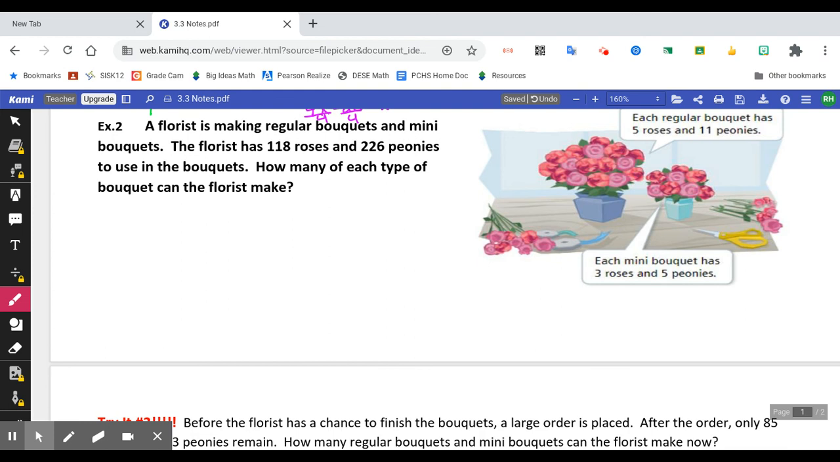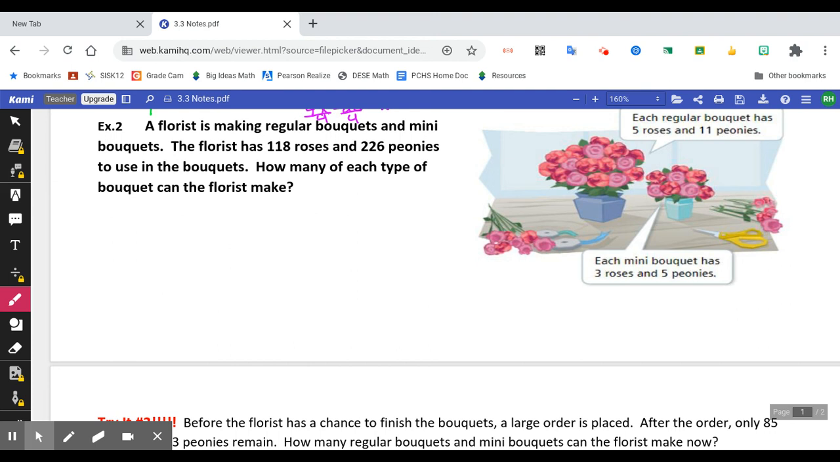All right, well, hopefully you did okay with that one. Let's do our word problems and we're all done. A florist is making regular bouquets and mini bouquets. The florist has 118 roses and 226 peonies to use in the bouquets. How many of each type of bouquet can the florist make? If you see over on the right, it says each regular bouquet has 5 roses and 11 peonies, and each mini bouquet has 3 roses and 5 peonies.